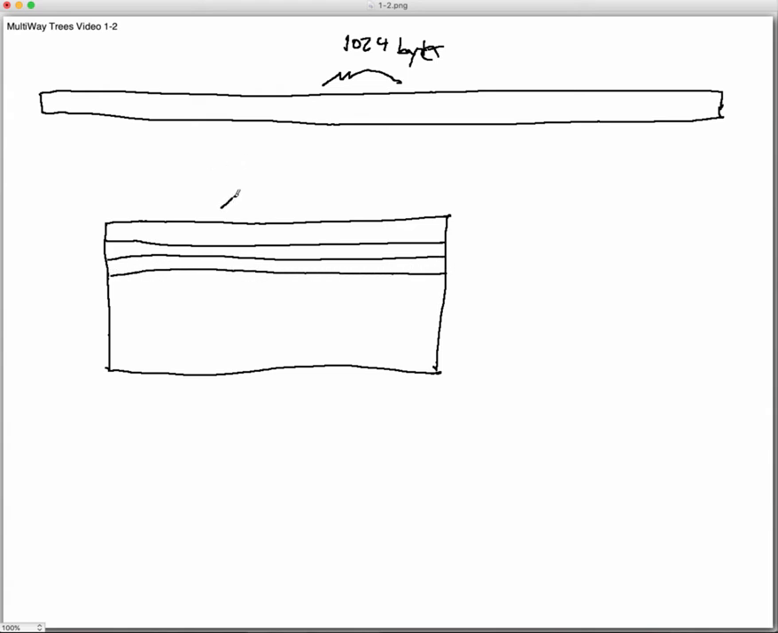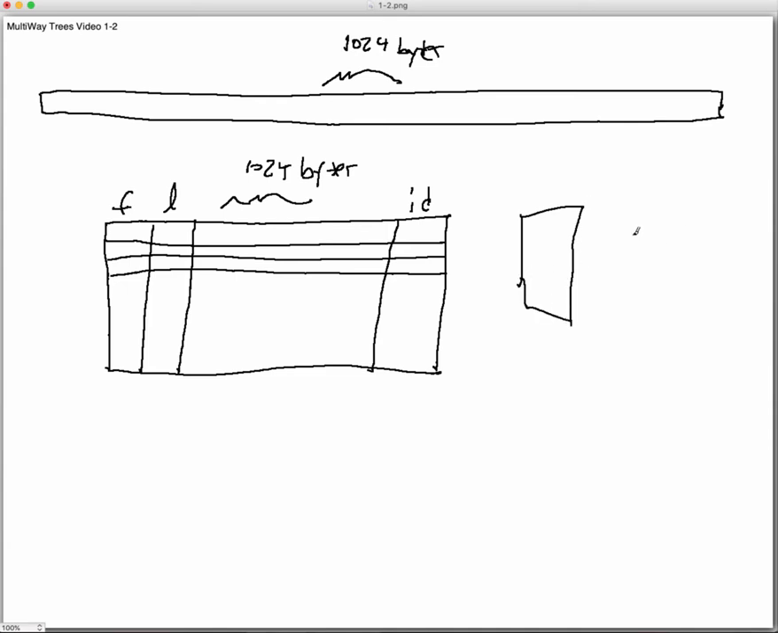Okay, and again, the whole idea is that the width of this thing is 1024 bytes. That's a lot of information. And now if I came over here, and maybe over here was my first name, and maybe over here was my last name, and maybe over here is my ID. And again, we maintain these indexes over here, whether they be ordered arrays or linked lists or binary search trees: F, L, ID.